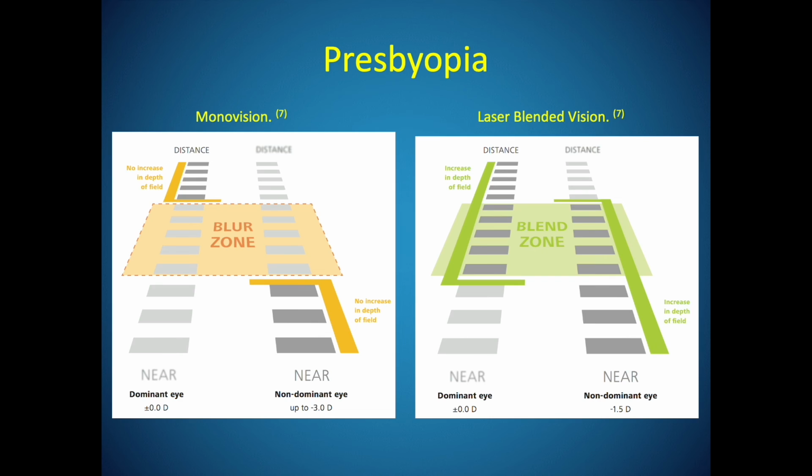If presbyopic, there's the option for monovision or laser blended surgery, where the dominant eye is set for distance, leaving the non-dominant eye myopic for near vision. A trial of contact lenses helps identify successful candidates.